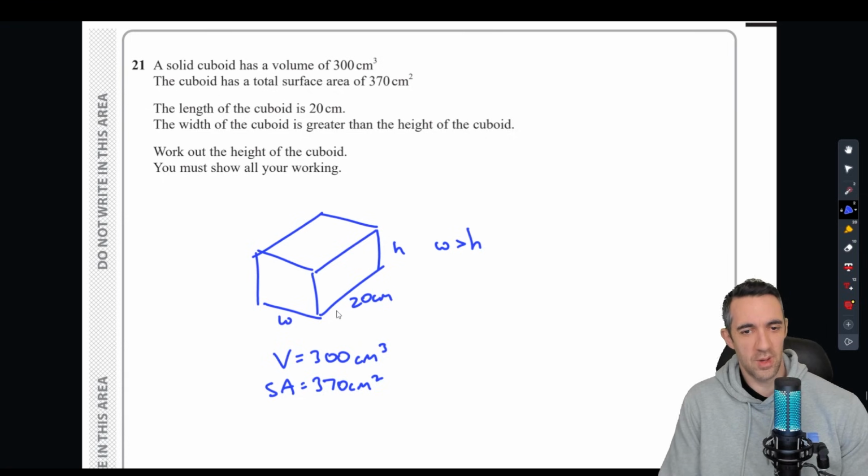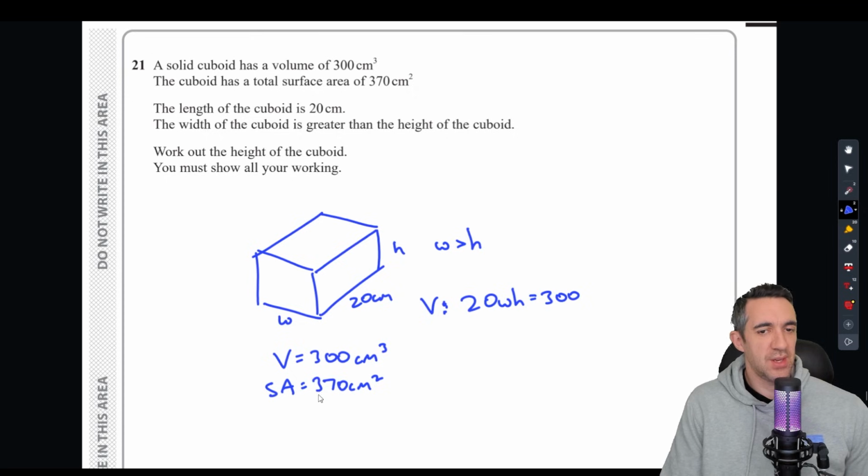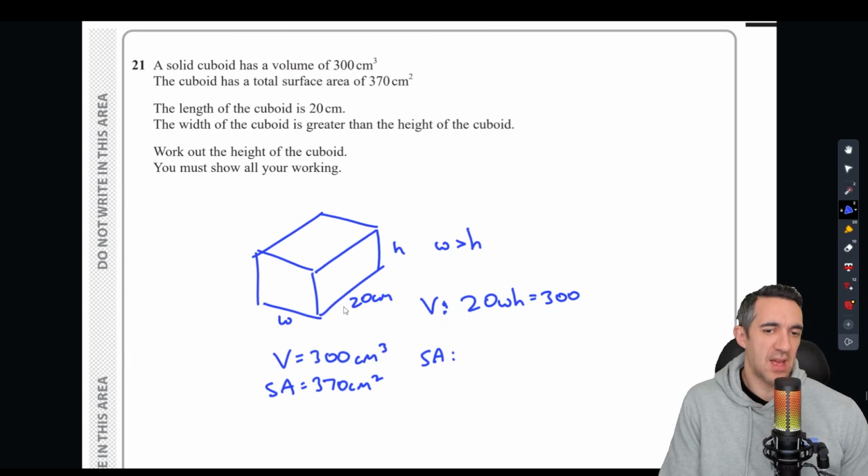So the volume, obviously, we just times these 3 things together. That's quite easy. So 20 WH equals 300. Okay, so that's my volume equation. I can simplify that, divide by 20. But we'll sort that out in a minute. And then my surface area, that's the one that's going to be a bit more involved, a bit longer. So my surface area, I need 20H and then times it by 2. So that's this face here. If I call that A, and then there's one on the other side.